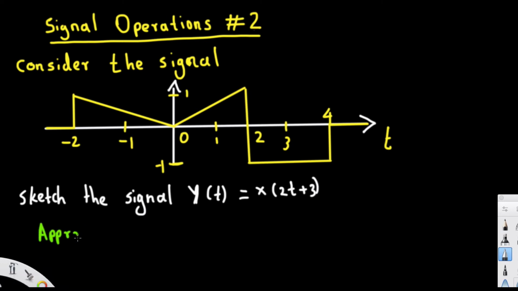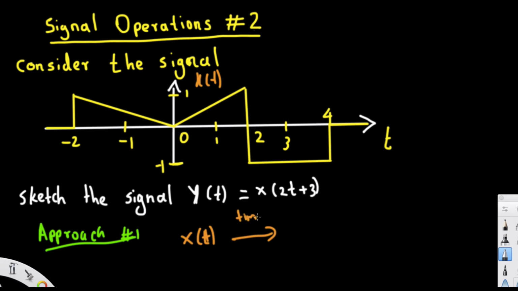Approach 1. Here what I'm going to do is first I'm going to do this time shift. How to do the time shift? First we start with x of t. That's the graph provided here. This is x of t, and then what we do is we do the time shift first.